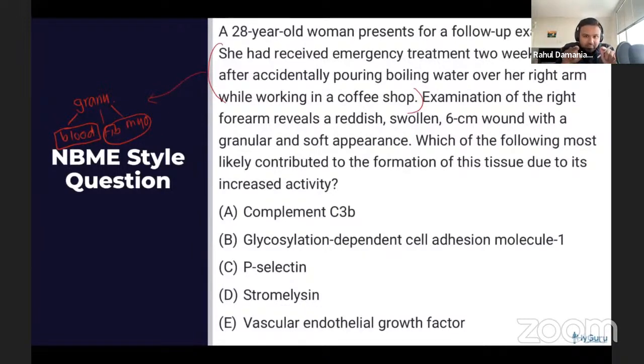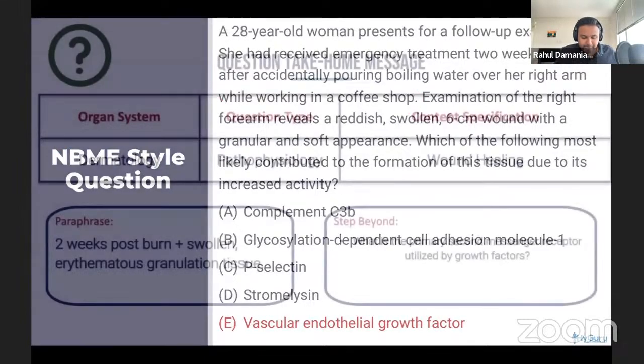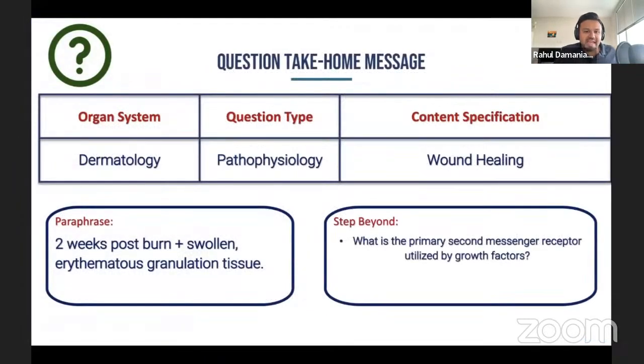And the erythema is going to be due to the neovascularization thanks to VEGF, which is going to be the best answer here. So this is going to be a derm question on wound healing. Let's go ahead and take it one step beyond.